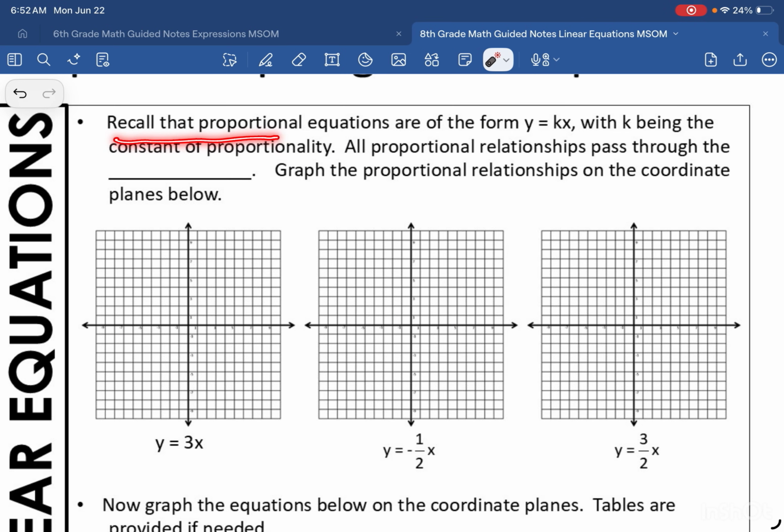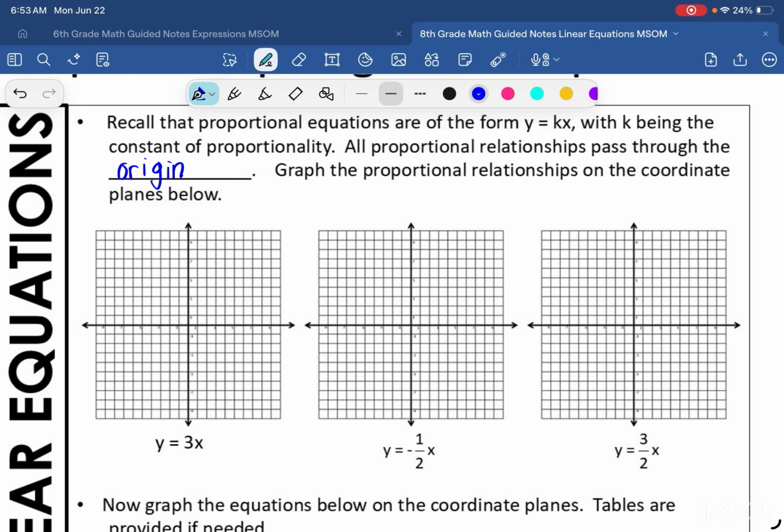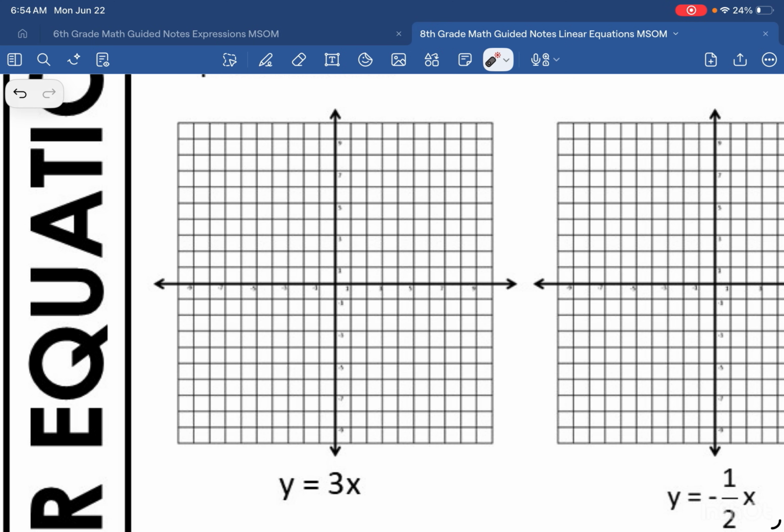Recall that proportional equations are of the form y equals kx, with k being the constant of proportionality. All proportional relationships pass through the origin. Graph the proportional relationships on the coordinate planes below. My equation is right here at the bottom. It says y equals 3x. So I know that passes through the origin.